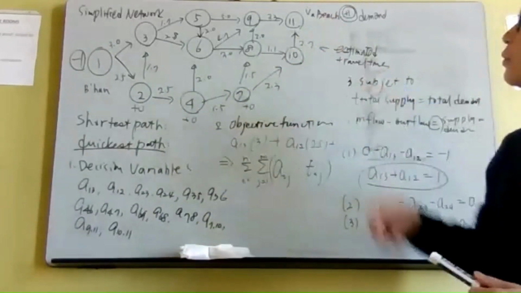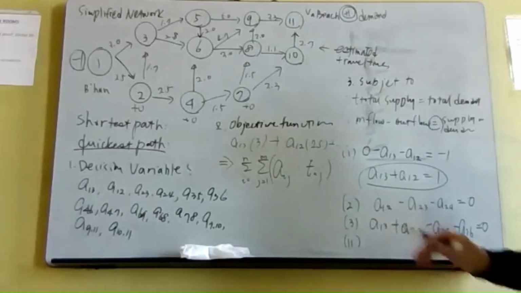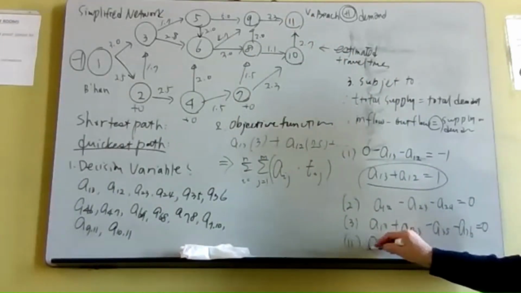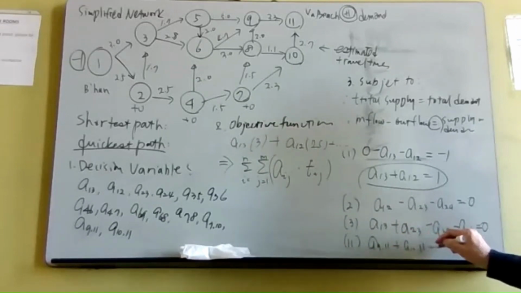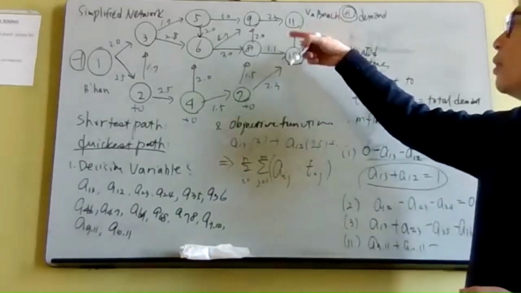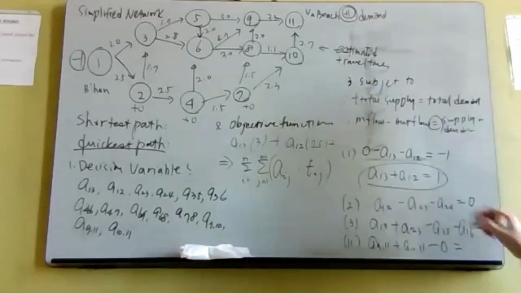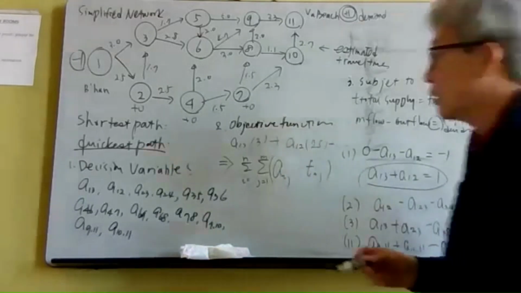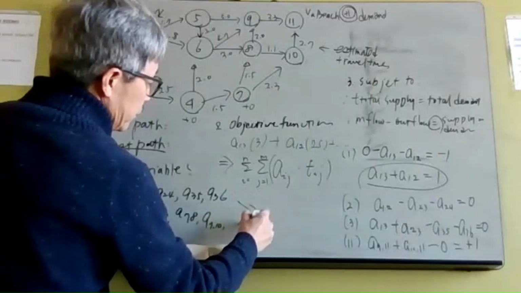But let's take a look at node 11's constraint. There are two inflows, A911 plus A1011, minus, there is no outflow, so 0, should be equal to +1. And the last set of constraints: all decision variables should be greater than or equal to 0.